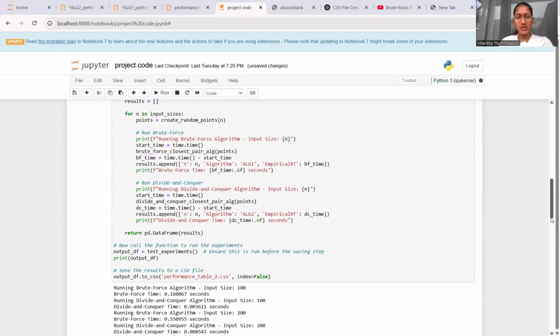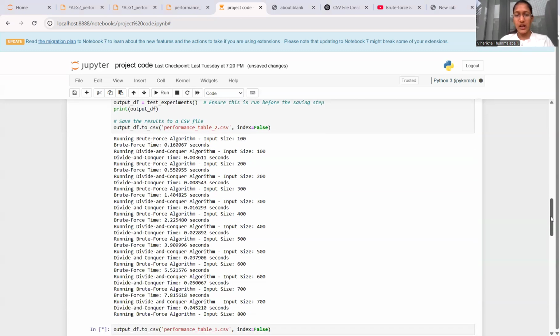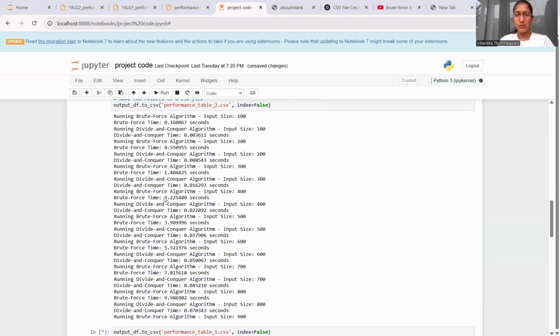Let's run the test here. The brute force algorithm for 100 inputs took only 0.1 seconds. But when you compare it to the divide and conquer, it took 0.00 seconds. You can see the difference. If you see randomly for 100, 200, 300, and 400, for 400 it's 2.2, but for the divide and conquer, it's only 0.0.